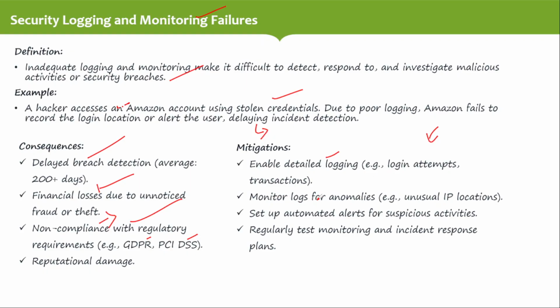Also, we need to monitor logs for anomalies like unusual IP locations. It should also be checked at the network level. If a person from some other location is accessing our application where there are no servers at that place, that is also unusual activity. That should trigger an alert or incident, and some kind of alert should be given to the application owners.